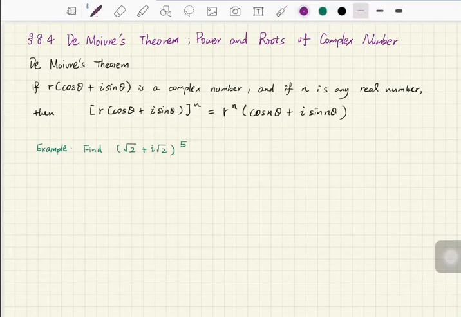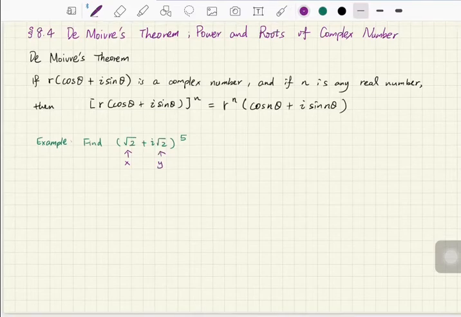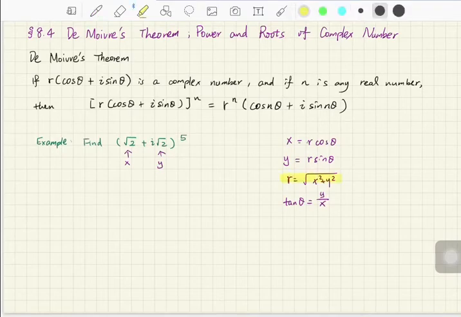To do the polar form, I know that this is going to be my x, this is going to be my y. And we also have the following formulas. x equals r cosine of theta, and y equals r sine of theta, and then r equals square root of x squared plus y squared, and then the last formula, tangent of theta equals y over x. So for this one, we are going to use those two formulas to find the r and theta.